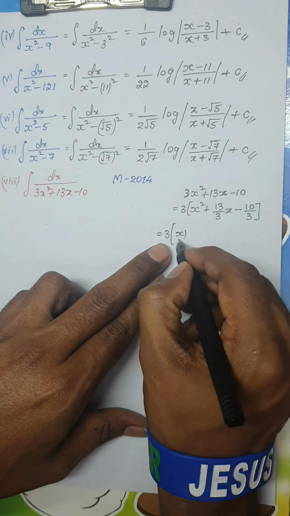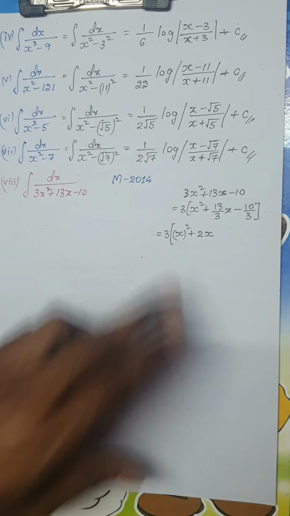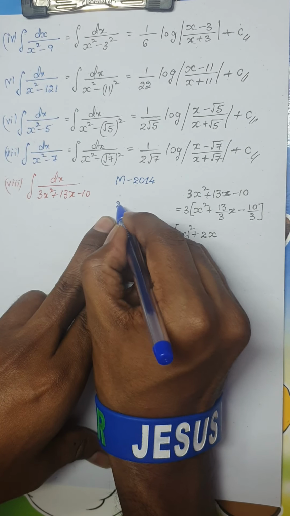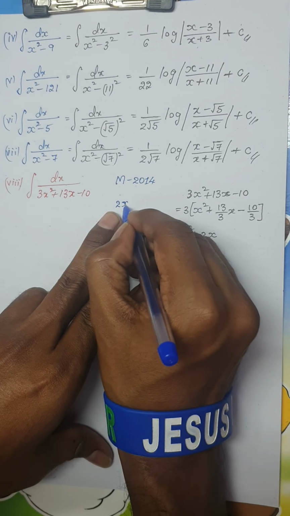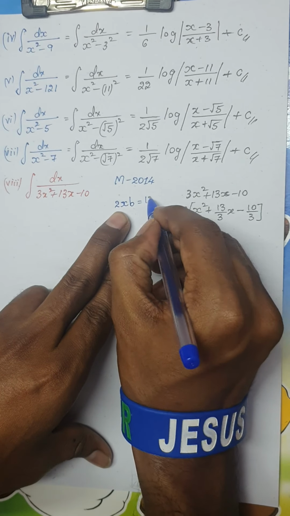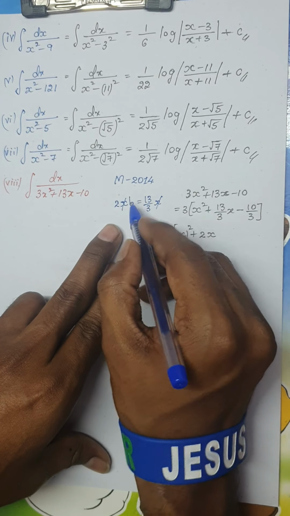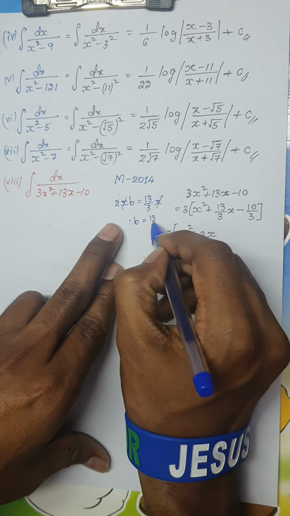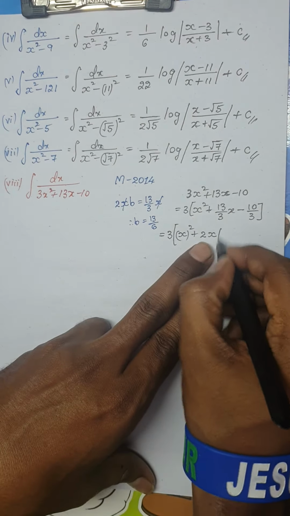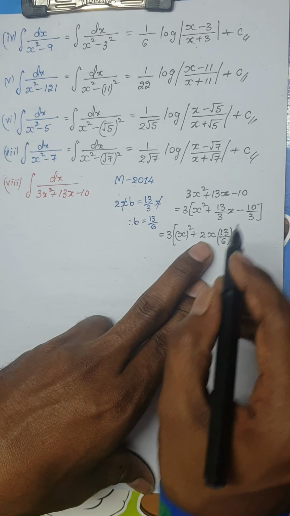Now x square can be written as a square, and the middle term as 2 into a into b. So what is a? a is x. I have to get 2 into x into b as the middle term, that is 13 by 3 x. If you cancel x and x, I should get 2b as 13 by 3, and this 2 would be multiplied here, giving 13 by 6. So that means my b term would be 13 divided by 6. Please be careful in this step.